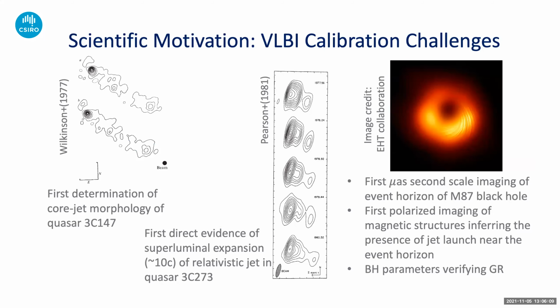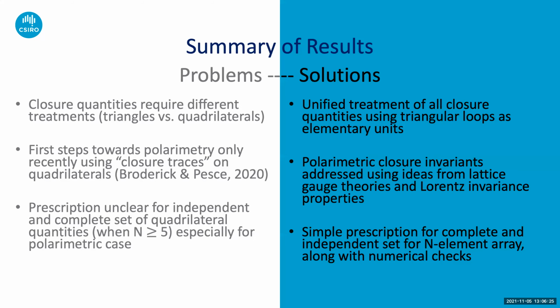I don't have to go into the detail of the scientific motivation in this particular audience. Closure invariants have been very important in making some significant breakthroughs with VLBI. It was relevant decades ago, and it's relevant today more than ever. And because this talk is going to be a bit on the side of theory, I want to give a high-level summary of what are the questions that we are trying to pose and the solutions that we have got so far.